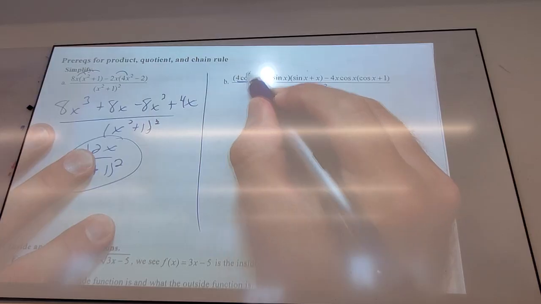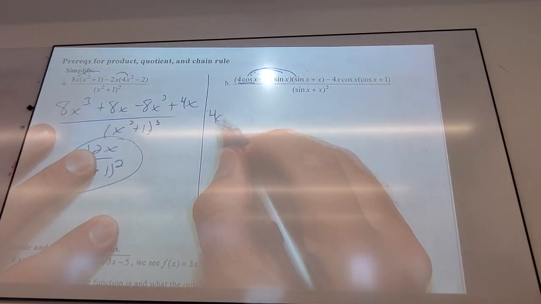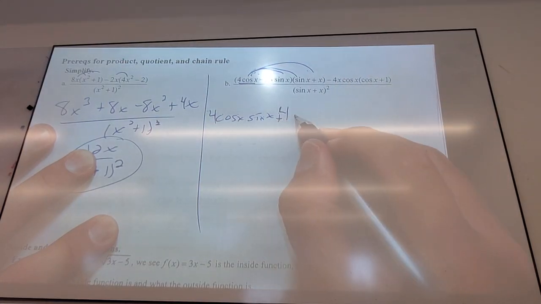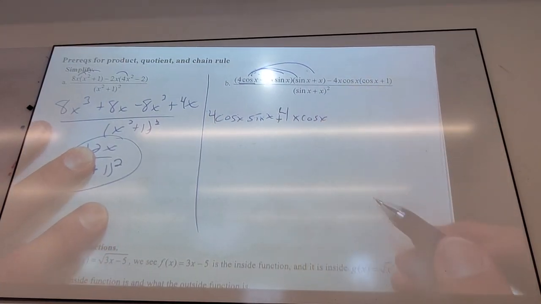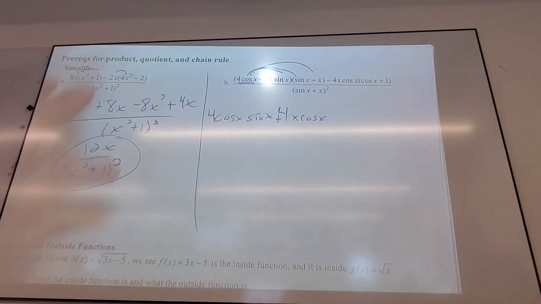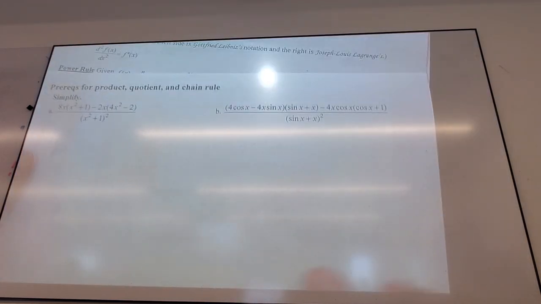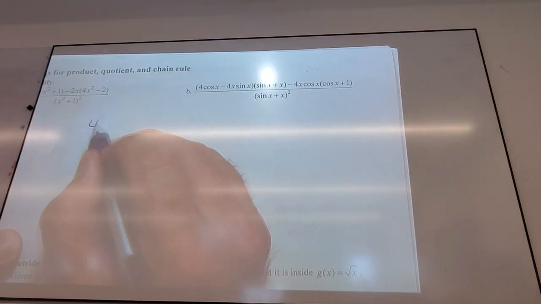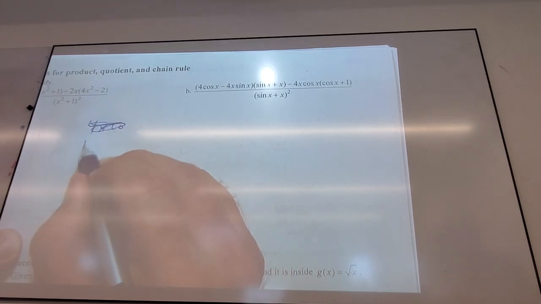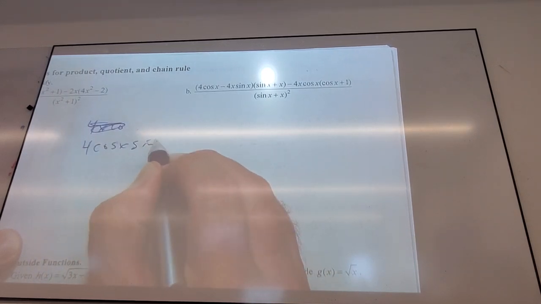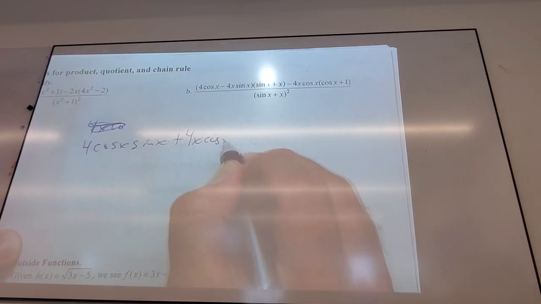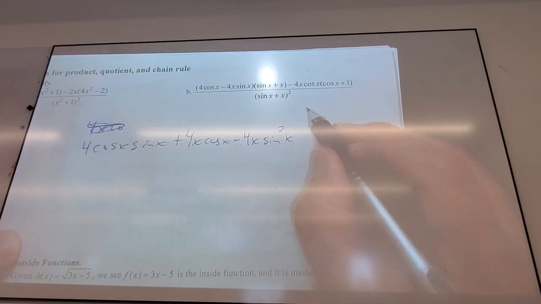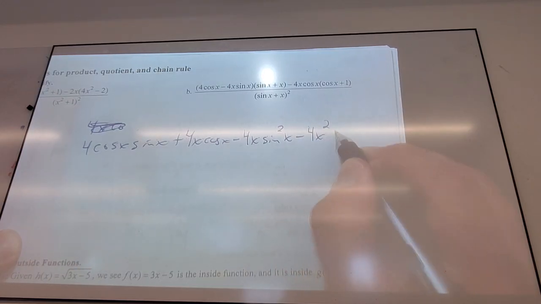So now you distribute. 4 cosine x sine x plus 4x cosine x, minus 4x sine squared x, minus 4x squared sine x. You're not going to have room for this, Jeff. That's a good point, Jeff. Let me devote all this space to this. I'm sorry, I did that too soon. I get 4 cosine x sine x plus 4x cosine x, minus 4x sine squared x, minus 4x squared sine x.